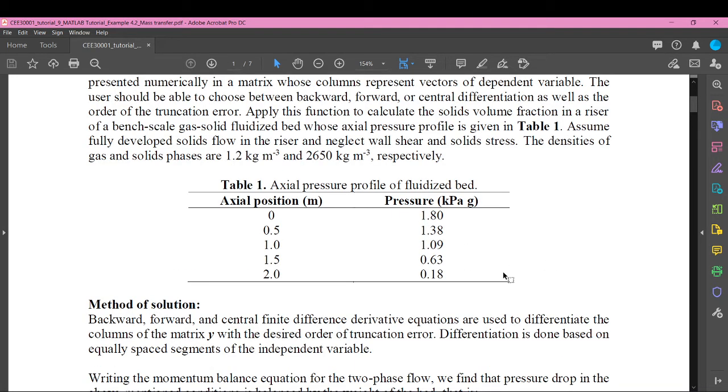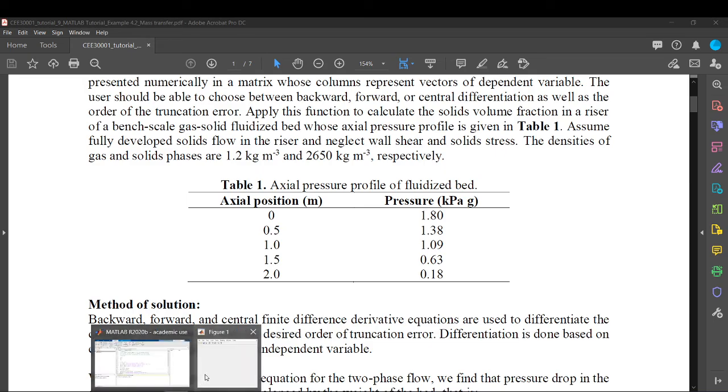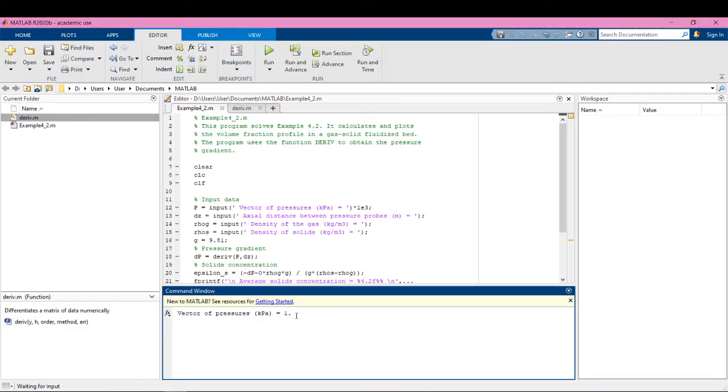Okay, so this is the vector of the pressure that we will have to input, which is 1.8, 1.38, 1.09, 0.63, and 0.18. Because this is a vector, I have to input this as such.